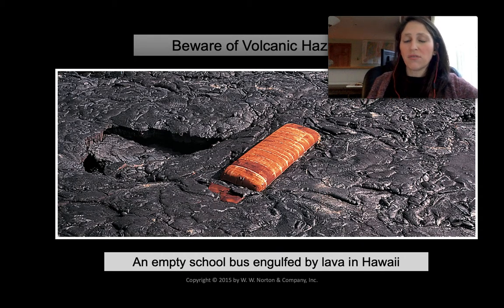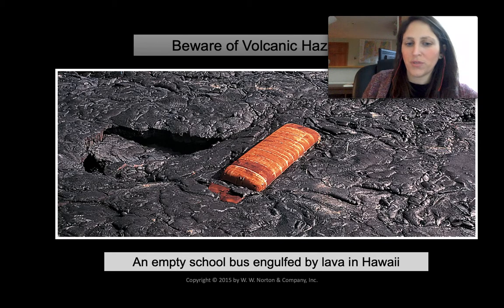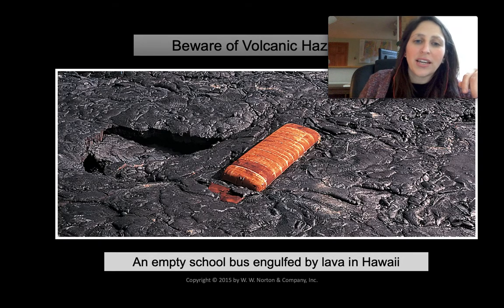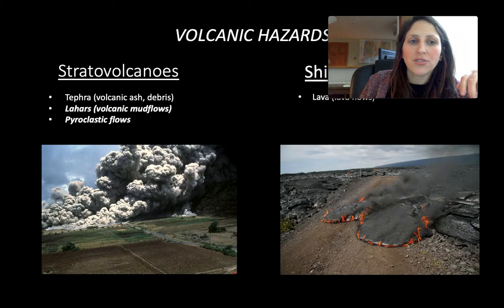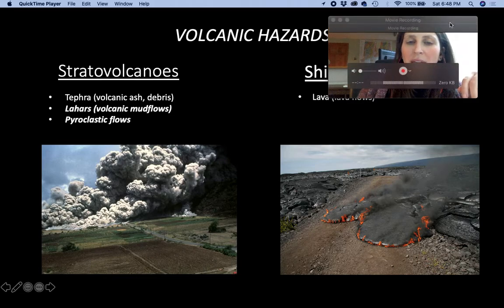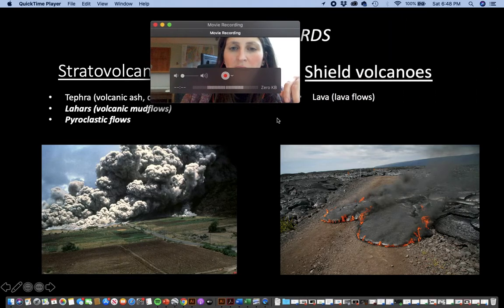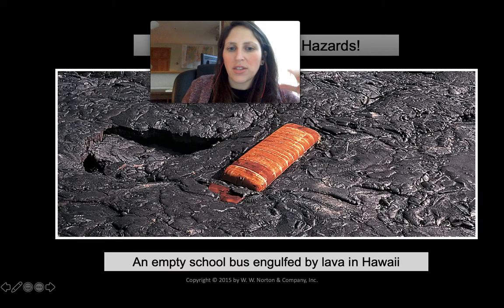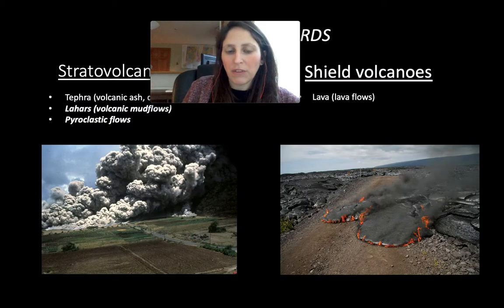Okay, so what are the volcanic hazards associated with volcanoes? Here's a school bus engulfed by lava. Now it's a lava bus. Okay, so what are the hazards? Depending on the volcano, you will have different types of hazards. In the previous slide, we saw this bus engulfed by lava, right? These are going to be from lava flows.